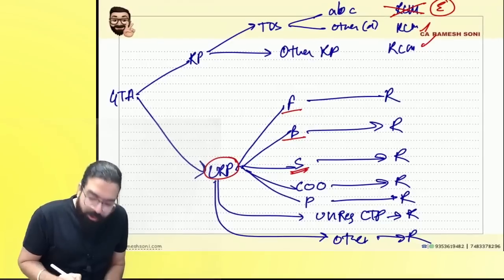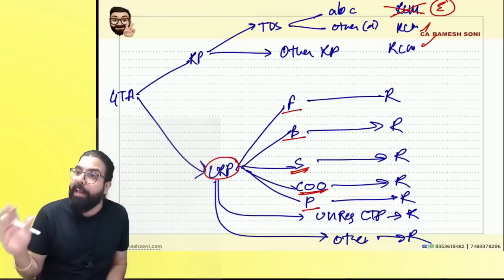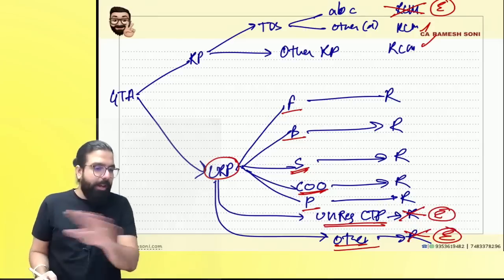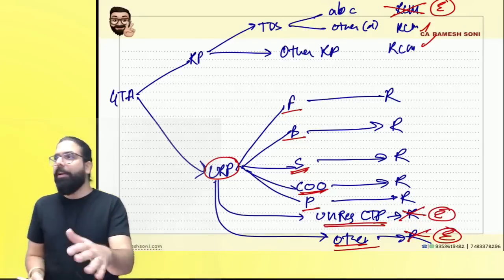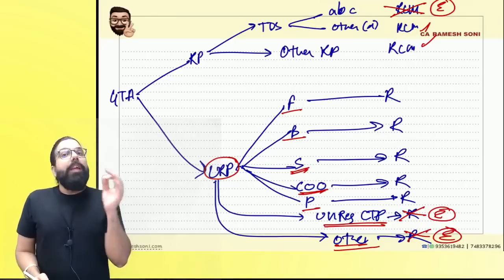Then a society which is registered under the Societies Act, cooperative society, partnership firm, registered or unregistered, LLP, including AOP. Can I go ahead, everyone? Unregistered casual taxable person, exempted. Others also. Are we all 100% clear? Can I go ahead? Now listen to me very carefully.